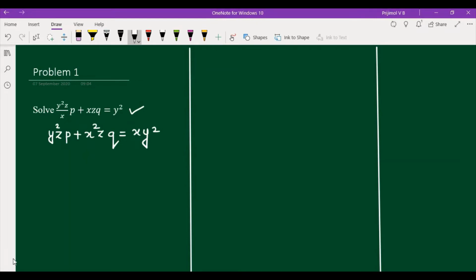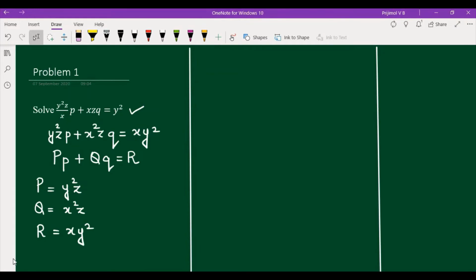Now compare this equation with our Lagrange PDE, capital P p plus Q q equal to capital R. Now after comparing this equation, you have to write down what are P, Q, R. Capital P is the coefficient of small p, y²z, and capital Q is the coefficient of small q, which is x²z, and capital R is the coefficient of the right hand side, which is xy².